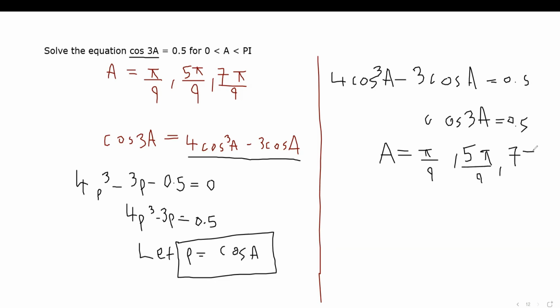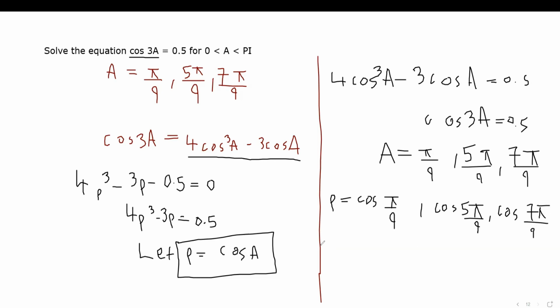But see the tricky part here now? When you find a, now we need to find p. If this is a, p is going to be the cos of that. So the answers are: p is the cos of pi by 9, p is also the cos of 5 pi by 9, and p is also the cos of 7 pi by 9. That makes sense, since we called p cos a, right? That makes sense?